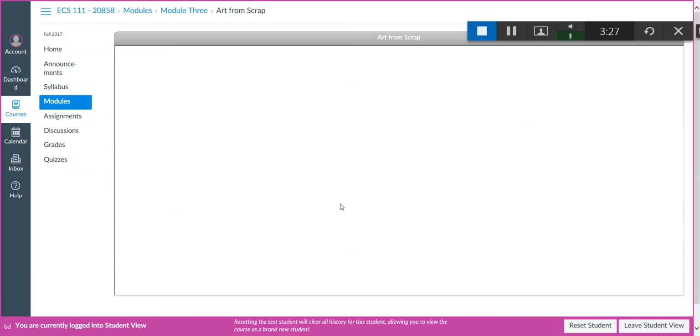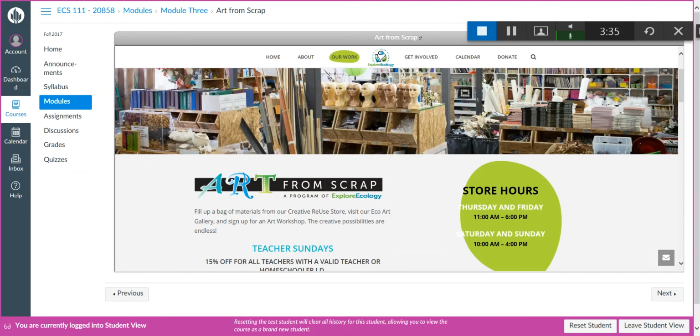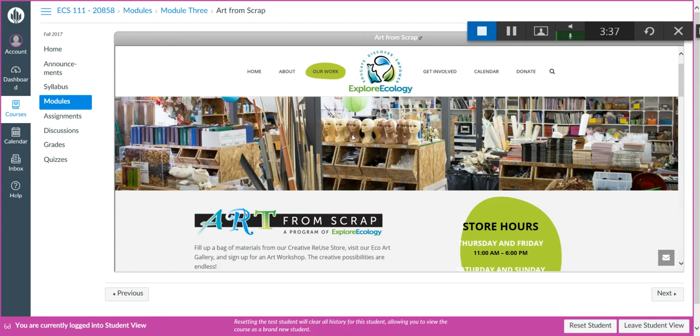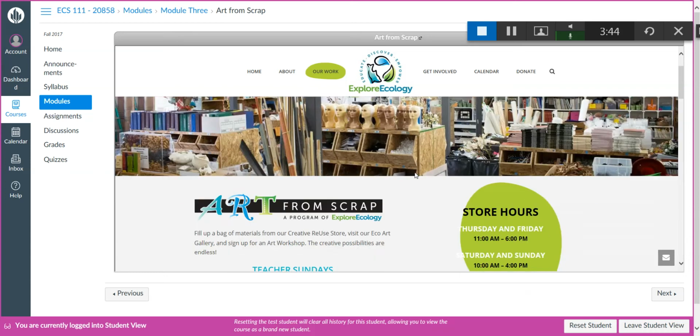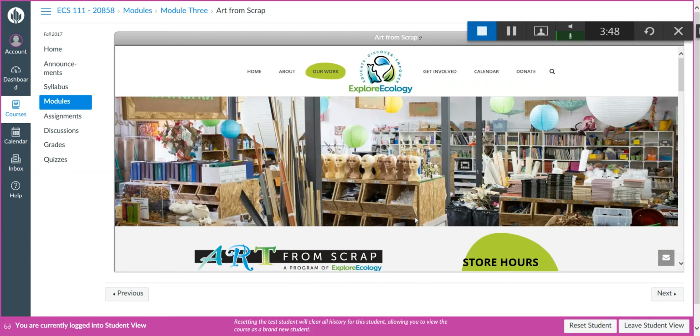And then we have Art from Scraps. This is a local agency that takes in a lot of remnants from stores, recyclable materials. So you can actually create classroom materials from these items. And it's free and it's purposeful. So you're repurposing our environment. And if you notice here, they have Teacher Sundays, where you also get a discount. So check that out. We don't always have to buy things to have a quality environment.